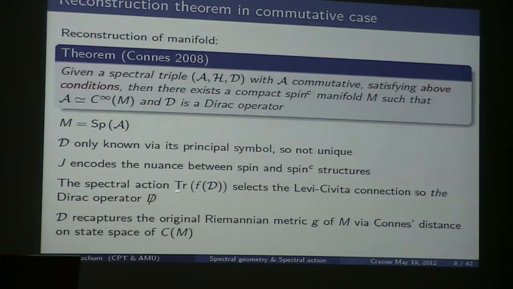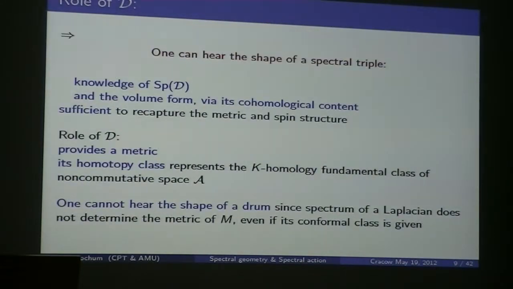And the spectral action, the trace of F of D over lambda, selects, if you make some minimization process, like in every action, the Levi-Civita connection, so it selects the Dirac operator D slash. So D recaptures the original Riemannian metric on M via some distance, the so-called Connes distance, on the state space of this C-star algebra of continuous functions on M. Okay? So what's the conclusion?